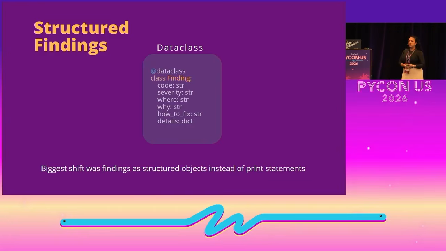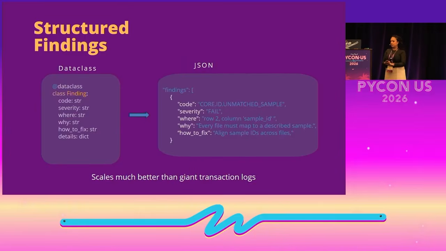Also, the structure of the findings is pretty important. So we have the data class, with the code in a string, and rather than printing outputs in the command line or the terminal, the biggest shift was that we're using objects. So this is an example of the finding when it's translated.